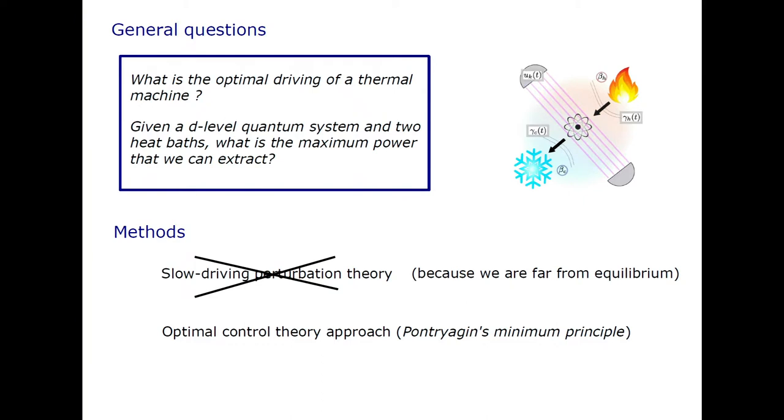So the general question is, I have a D-level quantum system, and I have two heat baths, a cold bath and a hot bath, and I can do whatever I want. I can change the Hamiltonian, I can couple with the hot or the cold bath, with both if I want, and I have only some limit on the damping rate, otherwise the power would be infinite. Then the question is, what is the optimal cycle, the optimal strategy to extract the maximum amount of power?